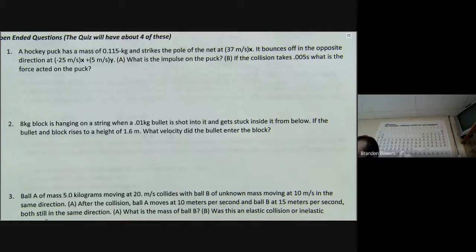A hockey puck has a mass of 0.115 kilograms and strikes a pole of the net at 37 meters per second in the x direction. It bounces off in the opposite direction at negative 25 meters per second in the x direction, plus 5 meters per second in the y. This didn't make any sense to me at first. Part A says, what is the impulse?